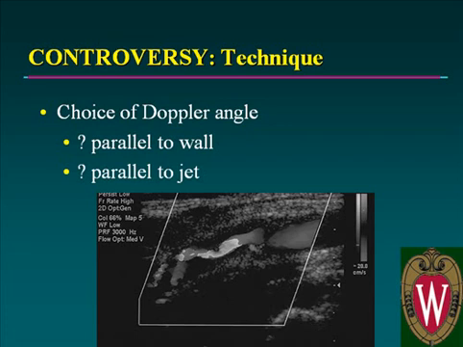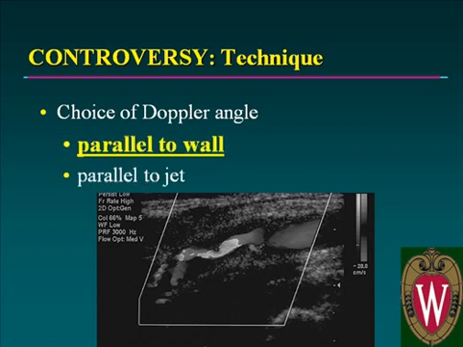There has been some controversy about whether the Doppler angle should be parallel to the wall or parallel to the jet, remembering that the plaque, of course, is frequently asymmetric and creates jets that are not parallel to the wall, but rather directed towards the wall. And the consensus is that the Doppler angle should always be measured parallel to the wall.